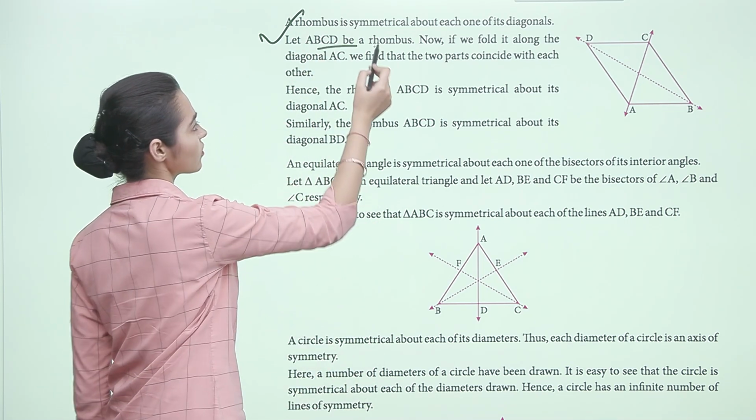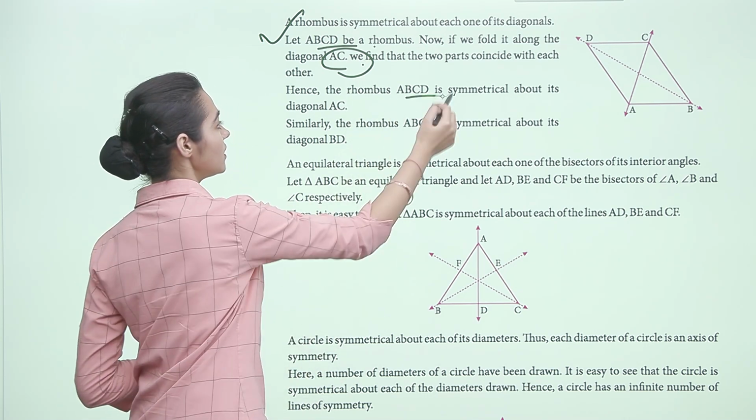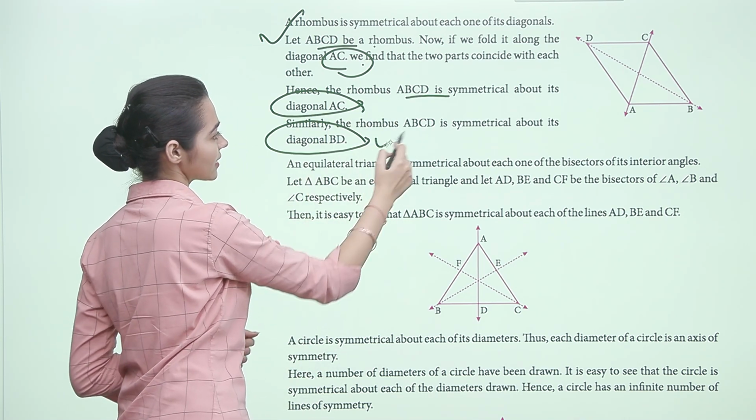A rhombus is symmetrical about each of its diagonals. Let ABCD be our rhombus, and we fold it along diagonal AC. Then the two parts coincide with each other. So it is symmetrical about its diagonal AC and about its diagonal BD.